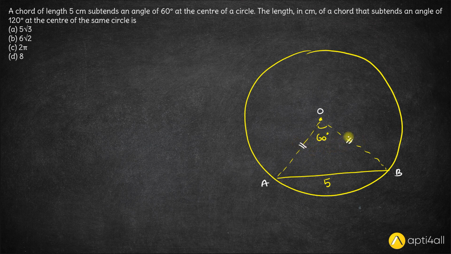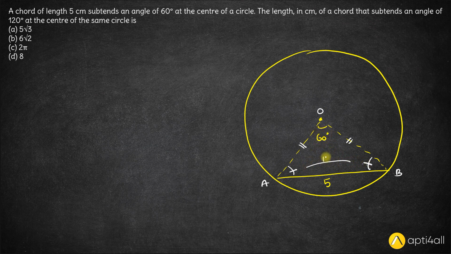So both these sides will be equal in this triangle OAB. In triangle OAB, the two sides are equal, hence the angles opposite to these sides will also be equal. So these two angles will be equal. Now what will be the sum of these two angles? It will be 180 minus 60.